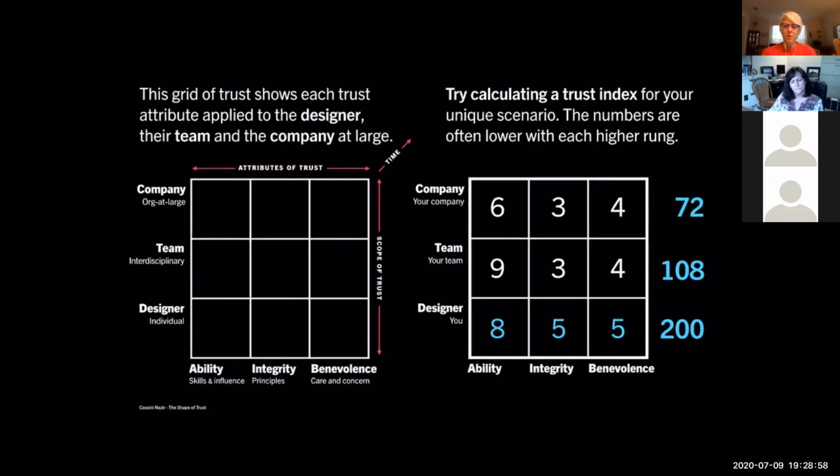But the higher up you go, from the designer to the team to the company, most people will end up rating integrity and benevolence of the company the lowest. They'll also generally rate the ability lower, but generally integrity and benevolence changes at the level of the organization. And it's an interesting phenomenon. Now, we just did a snapshot in time.